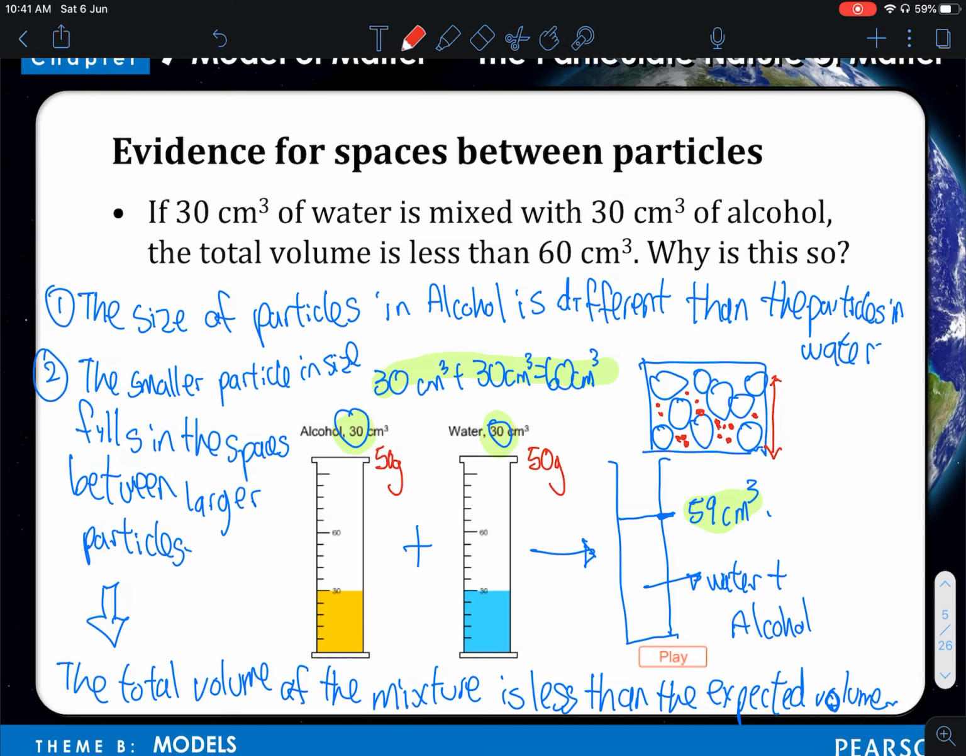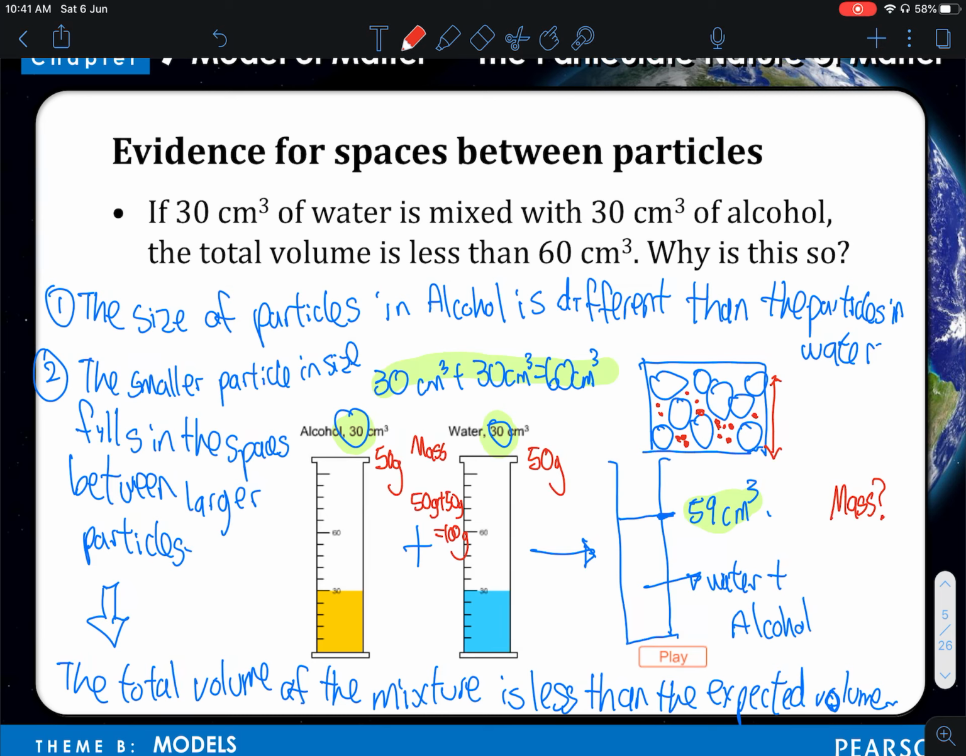When I add both of them up and weigh them, ideally they will get 100 grams of mass. Now the question is, do you think there is any change in mass? What happens to the mass? You can pause the video and think about it.